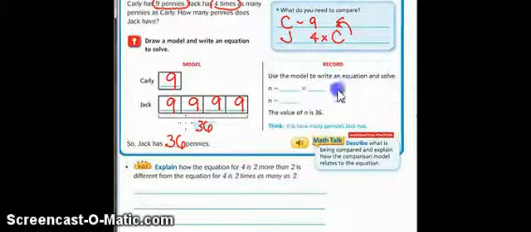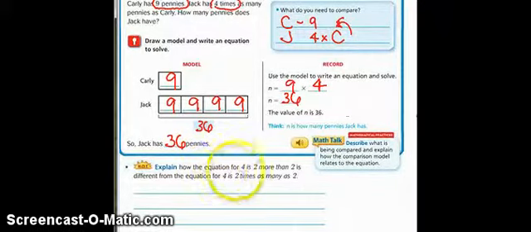The other way you can do it is to write an equation and solve. So N is really what Jack has. Carly is 9 times 4. N equals 36. So the value of N is 36. N is how many pennies Jack has altogether.